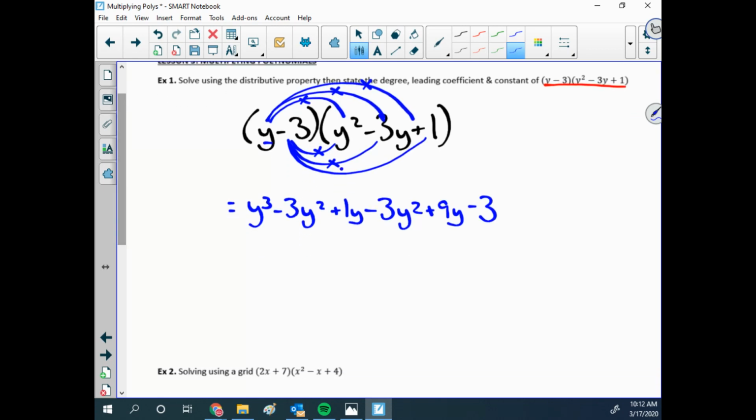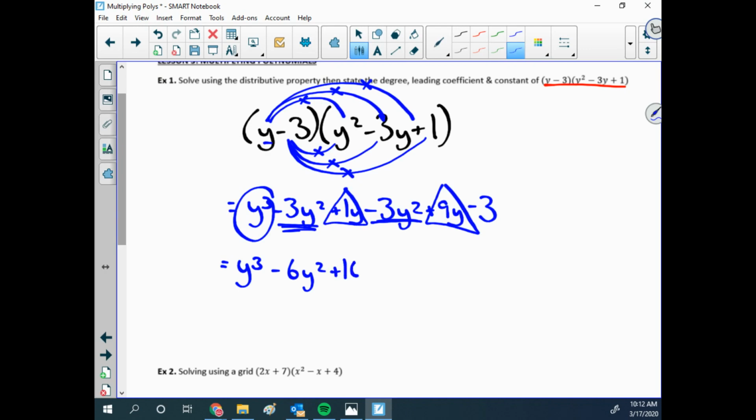Once I have for sure multiplied everything out, all I need to do is combine my like terms. So y cubed, that's the only y cubed, so I'll bring that down. I have a negative 3y squared and another negative 3y squared, so I can combine those like terms to give me negative 6y squared. I have a plus 1y and a plus 9y, so that's a plus 10y, and the negative 3 is just my last term, so negative 3.